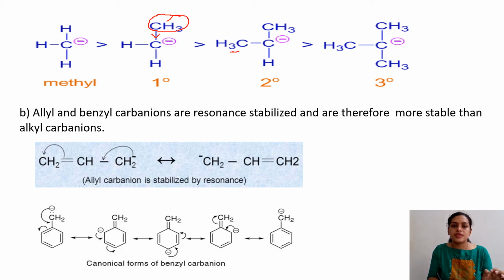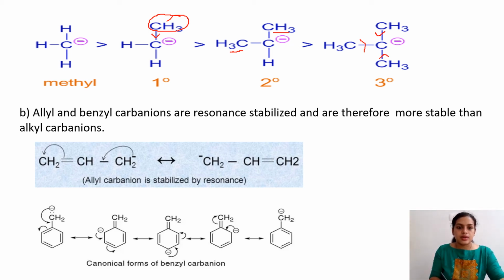And in the case of secondary, it is receiving electron density from 2 methyl groups. So it is all the more destabilized. And in the case of tertiary, 3 plus I effects, and it already has electron density there. It has to get rid of it, but it is still receiving electron density from the 3 groups attached. So that becomes the least stable one. Okay, the trend is just the reverse of that of carbocations.